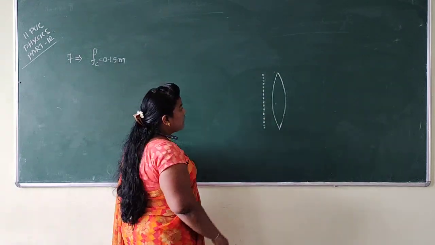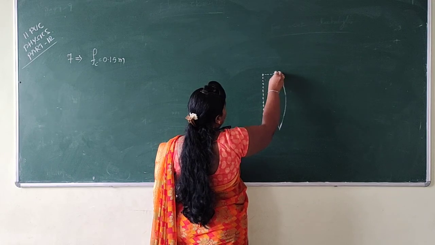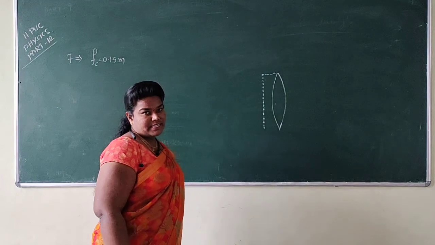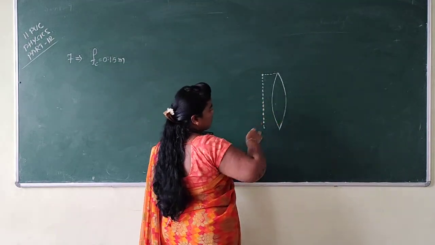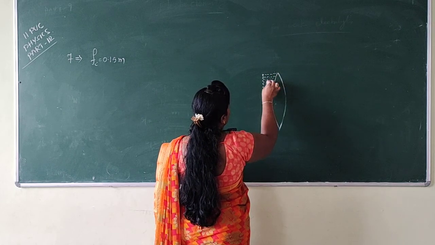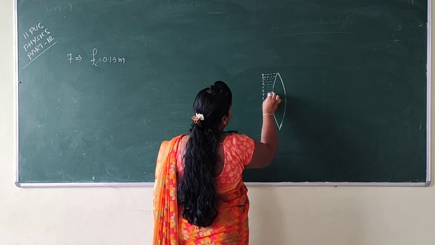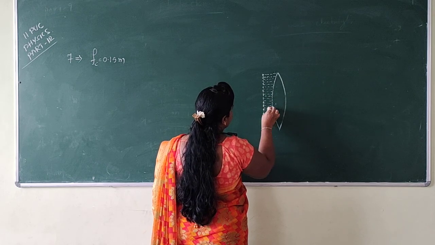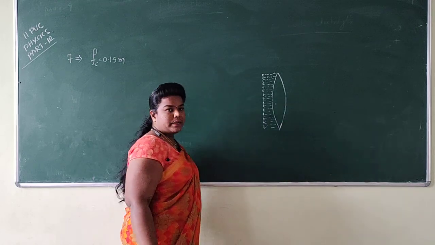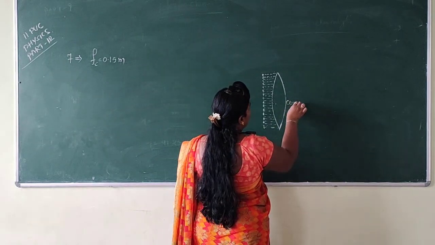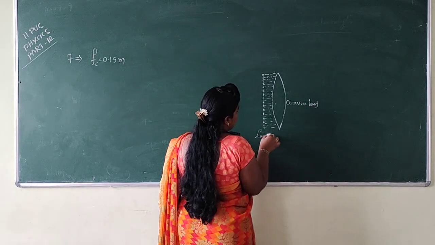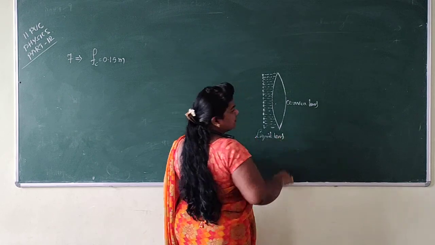That liquid lens is formed between one plane surface and one curved surface of the convex lens. This is the plane surface, and this is the curved surface of the convex lens. Let us fill it with water, because we have a plane surface now. Water lens, it's a liquid lens. Finally we got two lenses: this is the convex lens and this is the liquid lens.